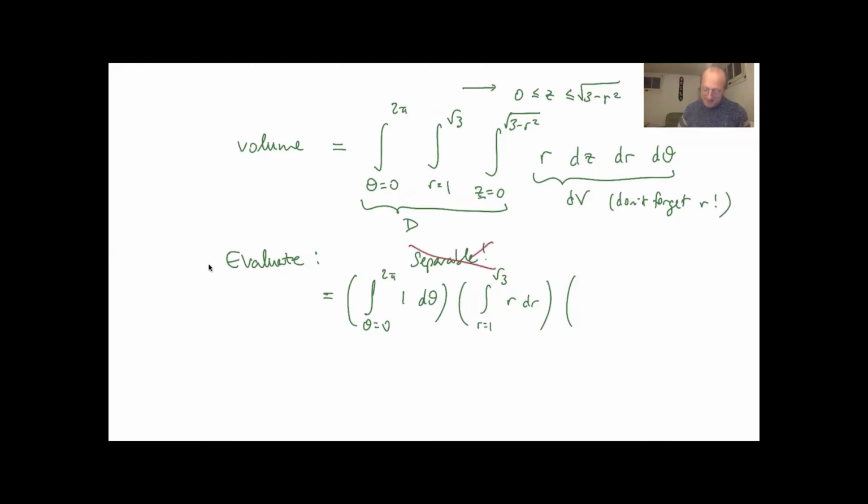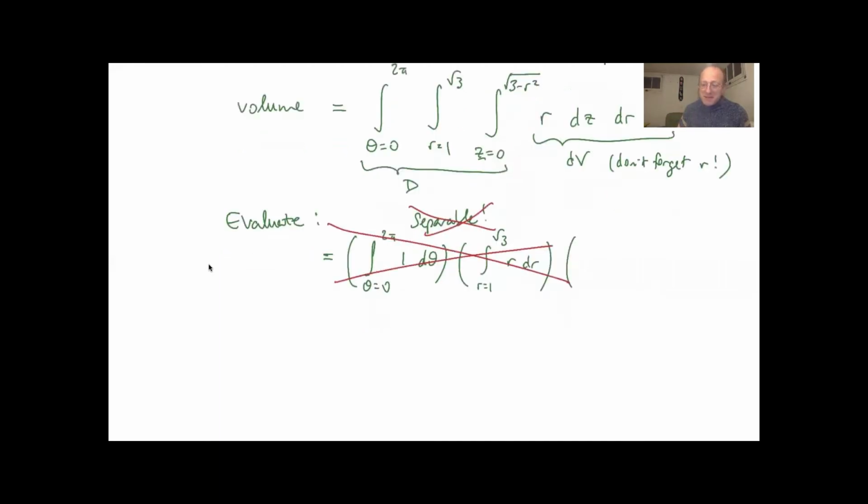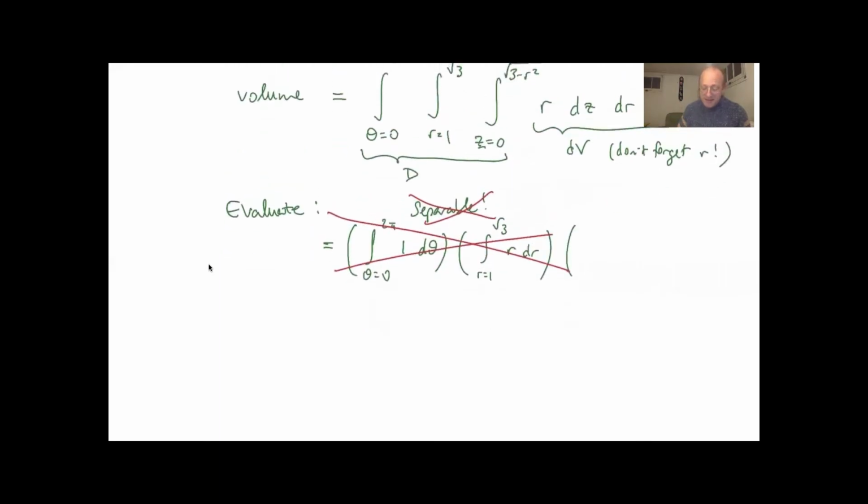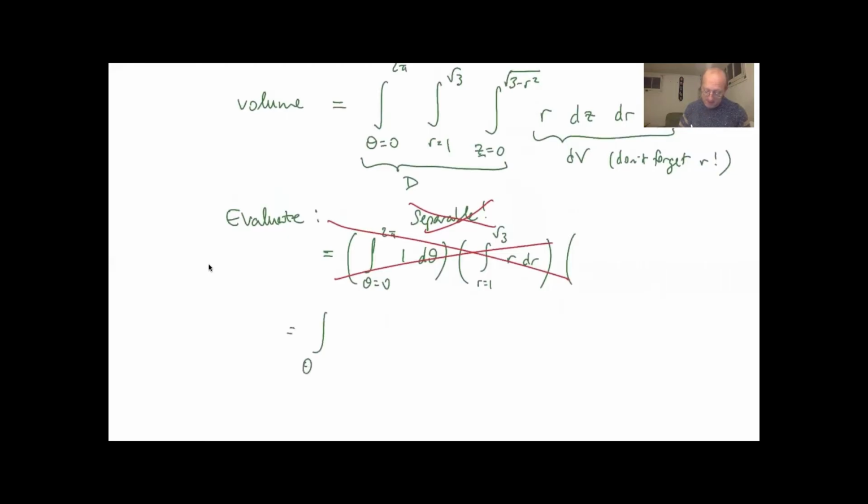So let's start over with that evaluation. Let's try that again. So to evaluate this, what do we have? An integral from theta is 0 to 2 pi. An integral from r is 1 to root 3. Our function was r. The integral with respect to z is just r times z, because r is just constant. So integral of a constant would be r times z, for z from 0 to square root 3 minus r squared, dr d theta.